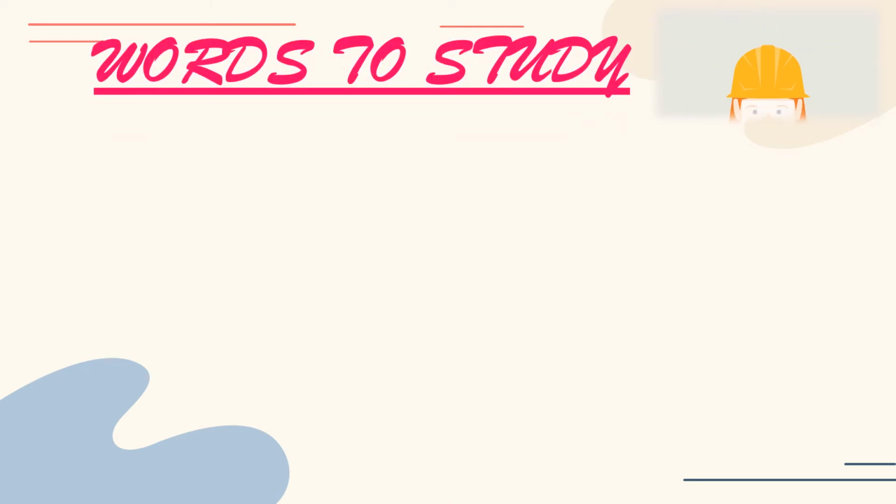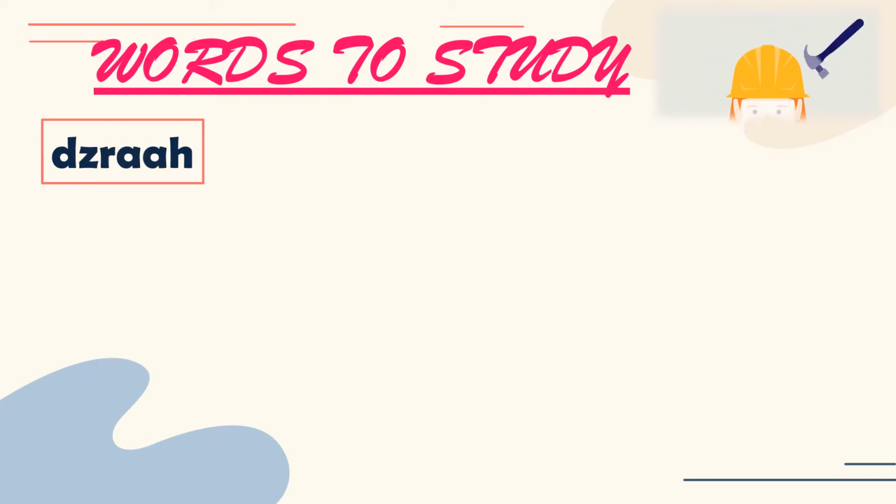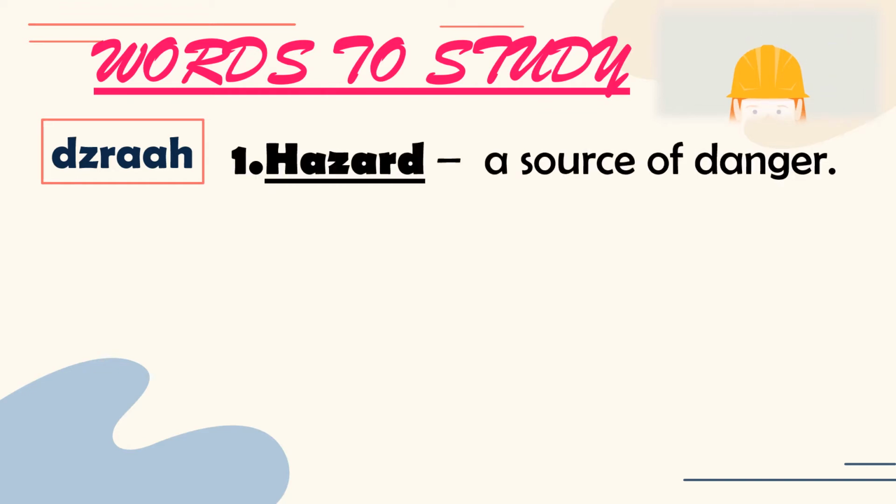Words to study. So let us ponder some words which we are going to encounter as we go along with our lesson. I have here jumbled letters. What you're going to do is arrange these to form a new word. So what do you think is this? Anyone? Okay, so hazard. When we say hazard, what is it? So hazard is a source of danger.